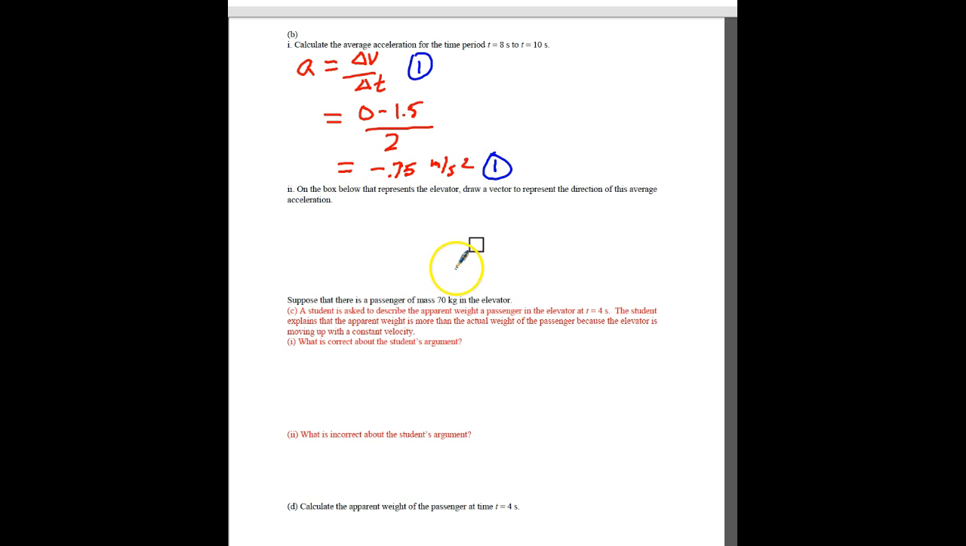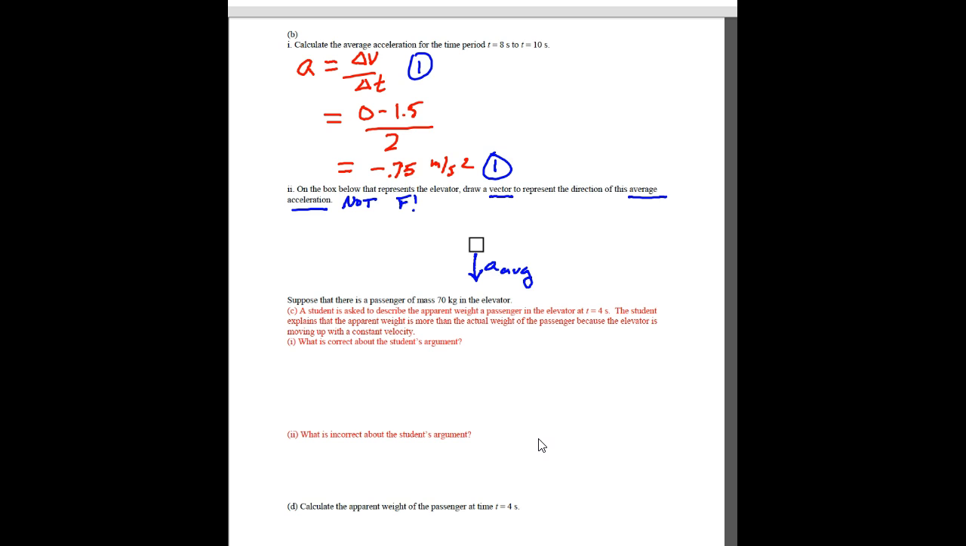On the box below that represents the elevator, draw a vector to represent the direction of the average acceleration. So we are not drawing force. The acceleration we know is negative, so we're just going to draw an arrow pointing down, and that is our average. So I just put A for acceleration and AVG for average.